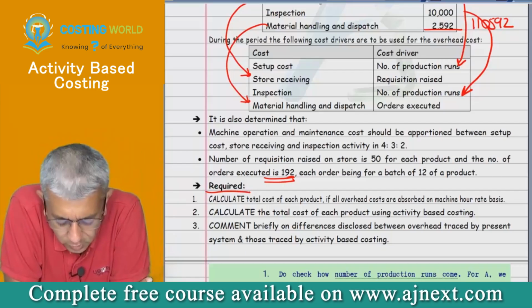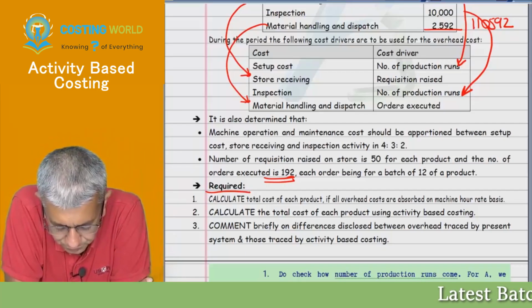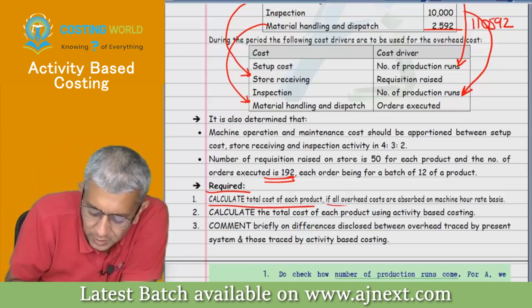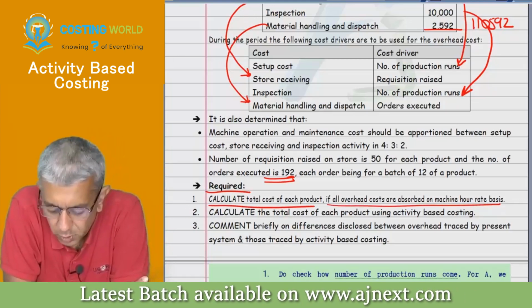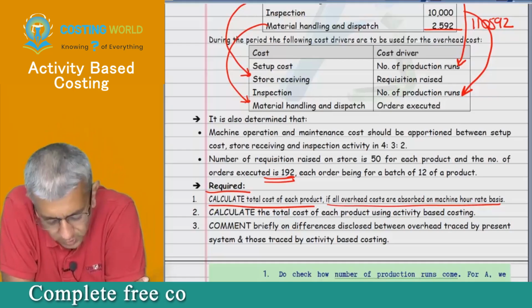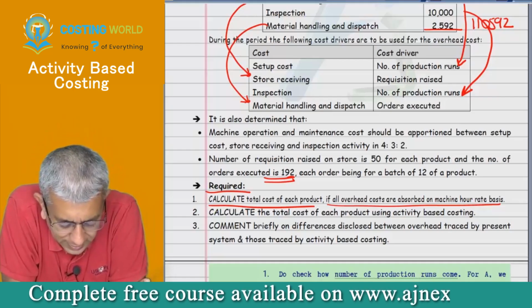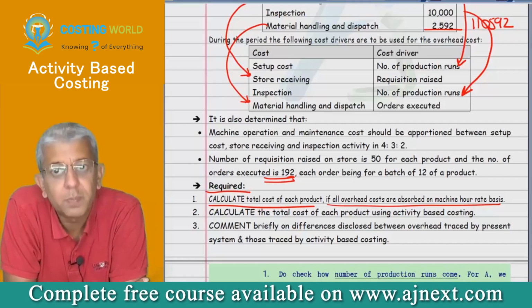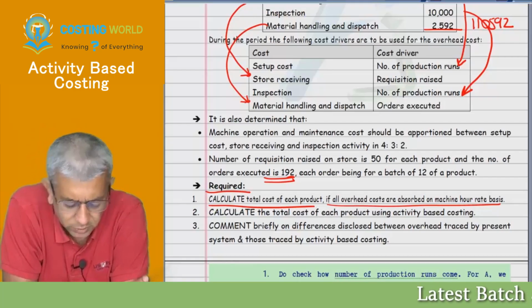Calculate the total cost of each product if all overheads are absorbed on machine hour rate basis. So they are saying calculate the total cost of each product if all the overheads are absorbed on machine hour rate basis. So that's your first point.